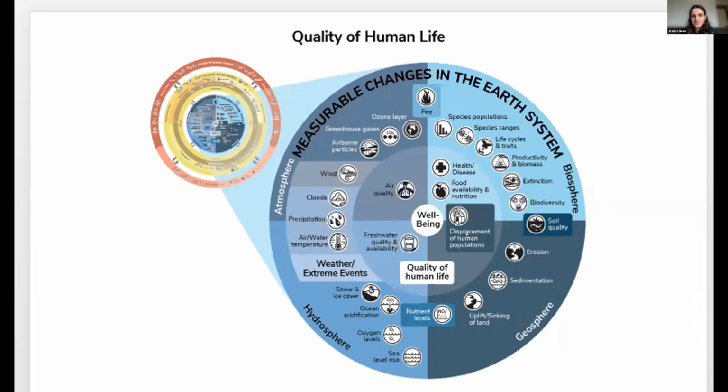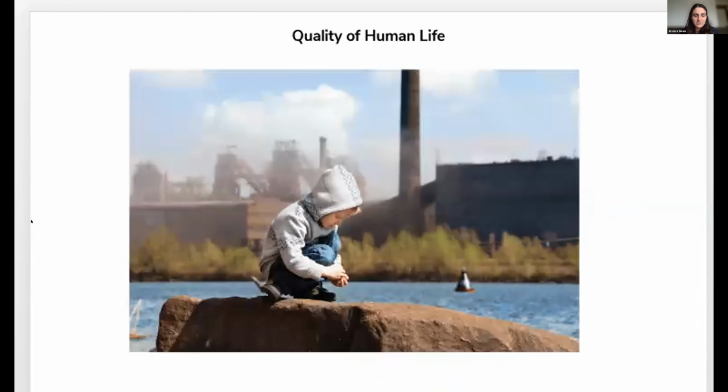And so we have put ourselves as humans both at the outside and also the heart of this framework, because we have a lot of decisions to make about the kind of quality of human life that we want the next generations to have on this planet.